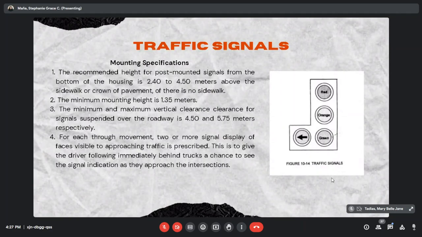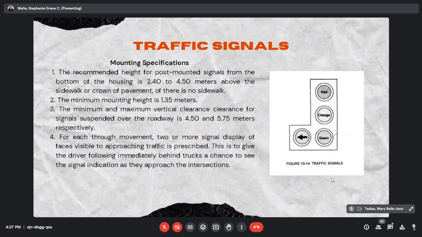So, mounting specifications. The recommended height for post-mounted signals from the bottom of the housing is 2.40 to 4.50 meters above the sidewalk, or the crown of the pavement if there is no sidewalk. If there is no sidewalk, the minimum mounting height is 1.35 meters.